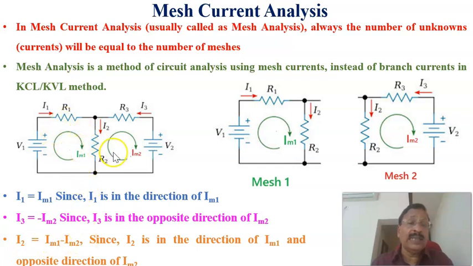IM1 is the loop 1 current and IM2 is the loop 2 current. The difference of those is the branch current I2. Therefore, this is the mesh 1 and this is the mesh 2.